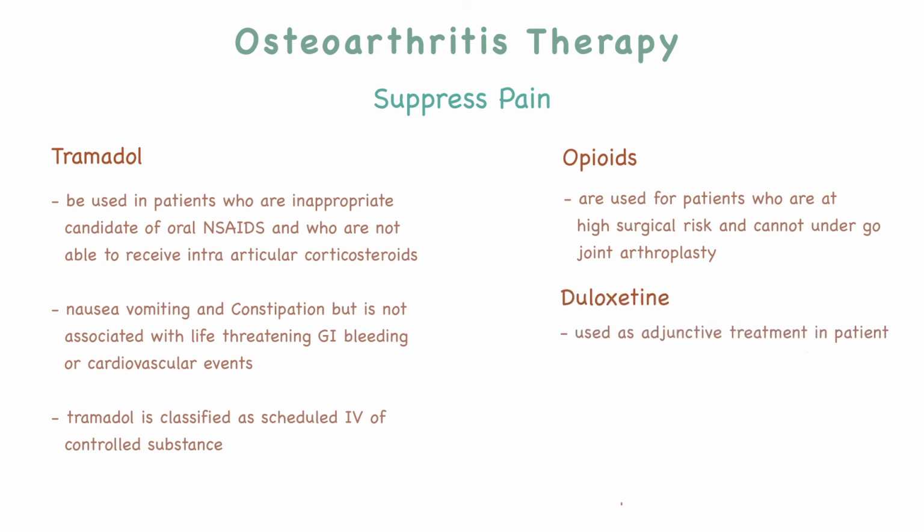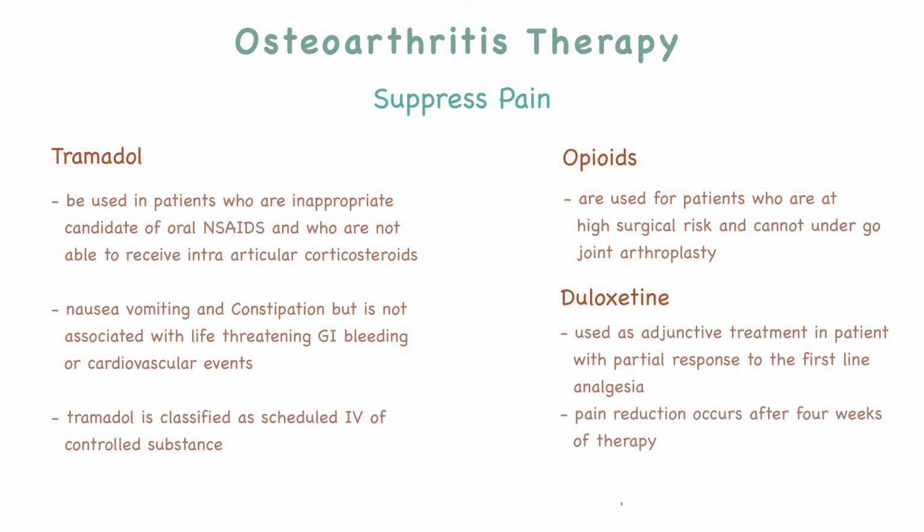Duloxetine can be used as an adjunctive treatment in patients with partial response to the first-line treatment like acetaminophen and oral NSAIDs. Pain reduction occurs after 4 weeks of therapy. It can cause nausea, dry mouth, constipation, and anorexia.